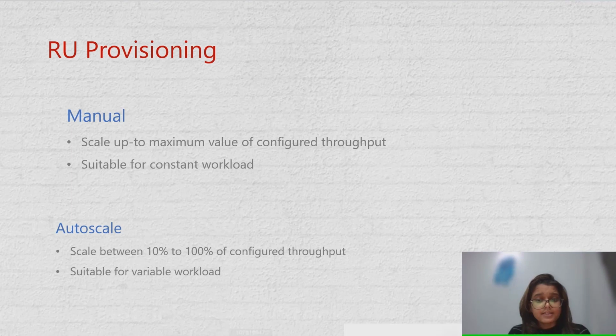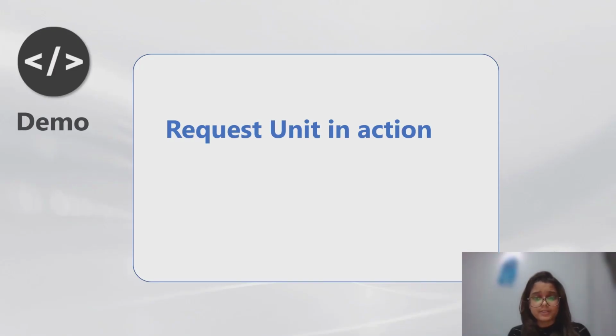Now, in both cases, if there are requests which consume more than the 100% configured value, then your requests will be throttled and they will be retried from the SDK client. Let's see how request units work in Cosmos DB, and how request units are consumed based on your queries.